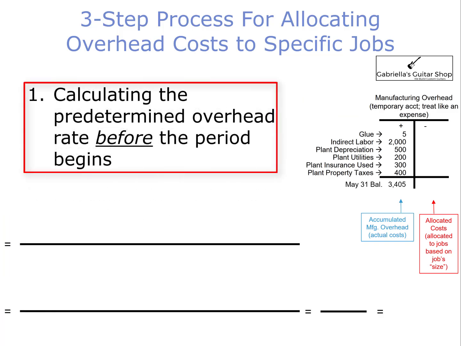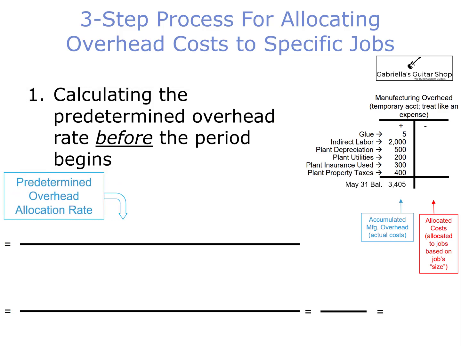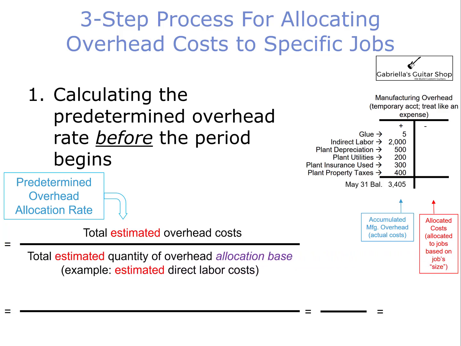So let's do step one, which is to calculate the predetermined overhead allocation rate. And the formula for it is total estimated overhead cost for the period divided by total estimated quantity of overhead allocation base. And as we already mentioned in a previous video, Gabriella's guitar shop uses direct labor costs for its allocation base. So the formula becomes total estimated overhead costs divided by total estimated direct labor costs.